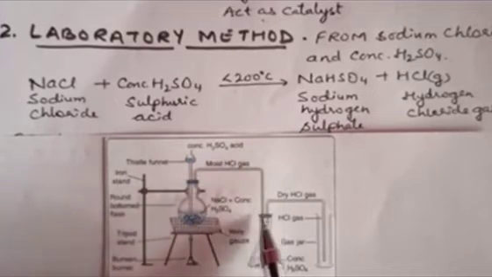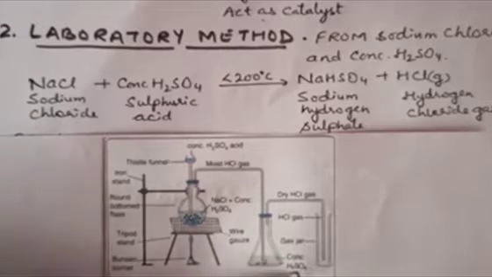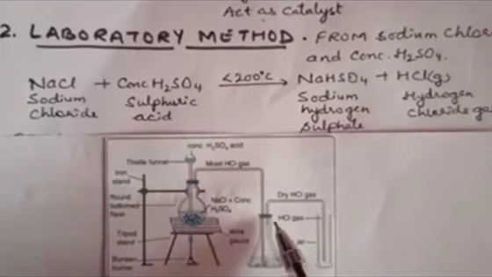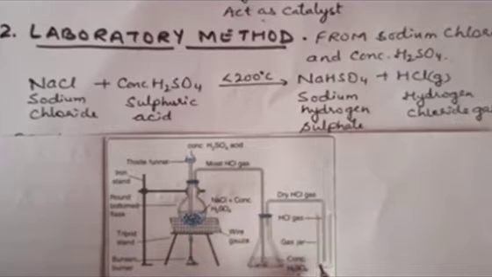This gas is collected. First it is passed through a conical flask which contains concentrated sulfuric acid, which acts as a drying agent. And what will it do? It will absorb all the moisture which is present in the gas. And then this gas is collected in a gas jar. Now you can see this gas jar is kept straight. It means that it is collected by which method? Upward displacement of air, right?